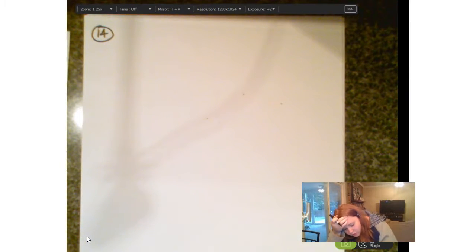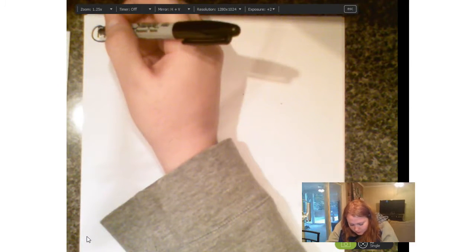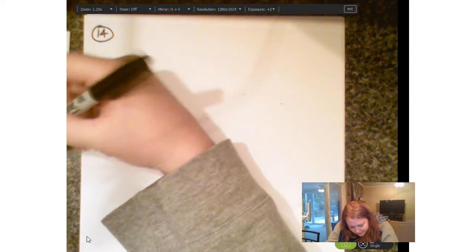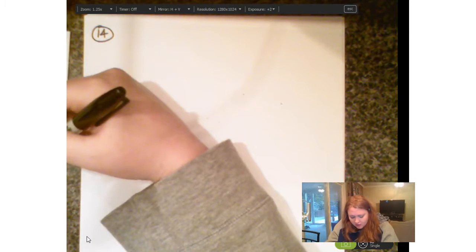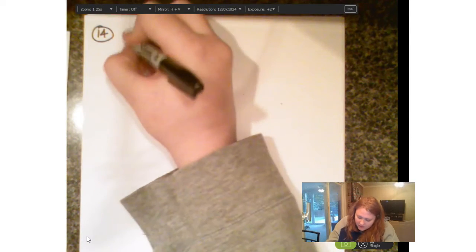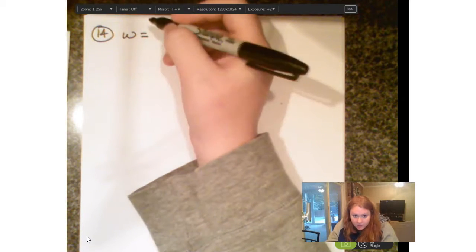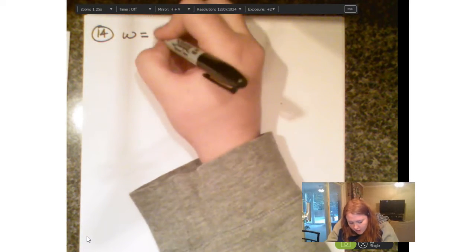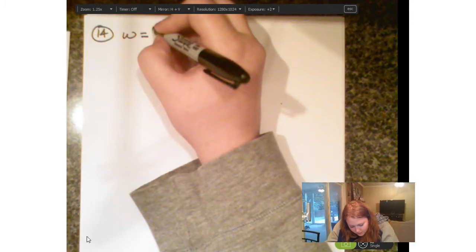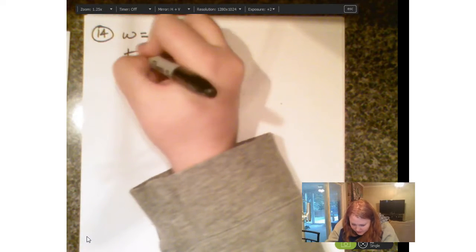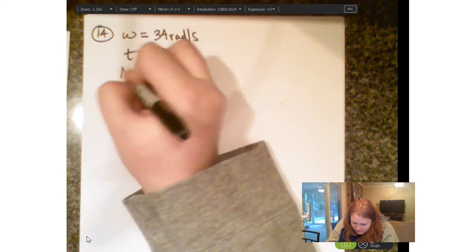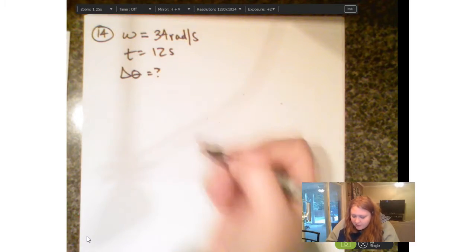Okay, 14. A wheel rotates with a constant angular velocity of 34 radians per second for a period of 12 seconds. What is the final angular displacement? So actually there's no acceleration here because it says constant angular velocity. So I'm just going to write omega. There's not going to be an initial or final. Omega is 34 radians per second. It gives me a time of 12 seconds and it asks me to find a displacement.